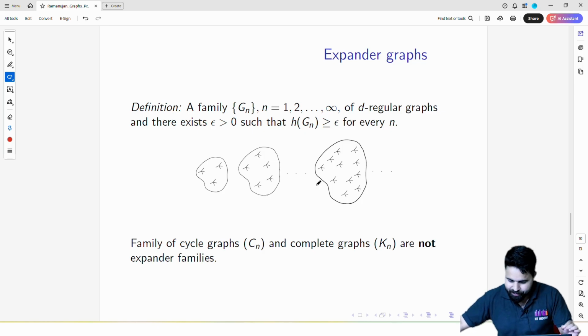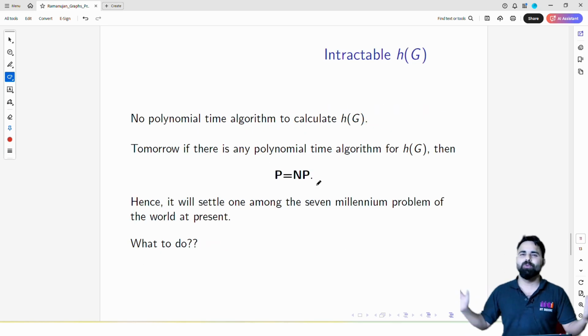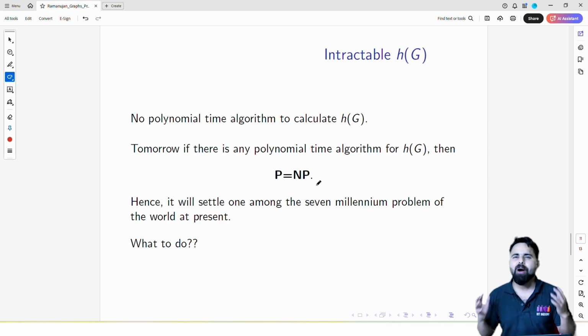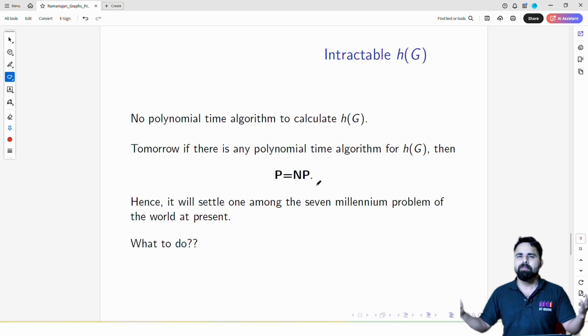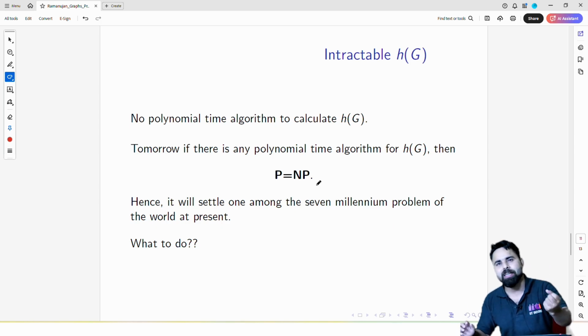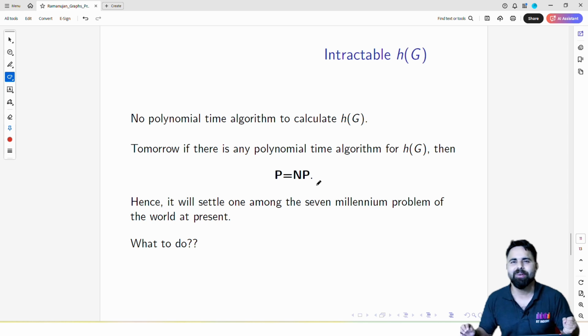Very good. One challenge, as I mentioned just 5-10 minutes back, is: what about h(G)? How to compute h(G)? The definition says that h(G) of every member must be positive, but how to compute it? Even if you try to give a family of such graphs, we have to make sure that h(G) is positive. Unfortunately, there is no polynomial time algorithm for it.